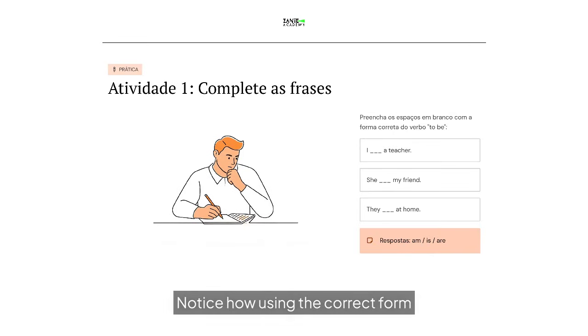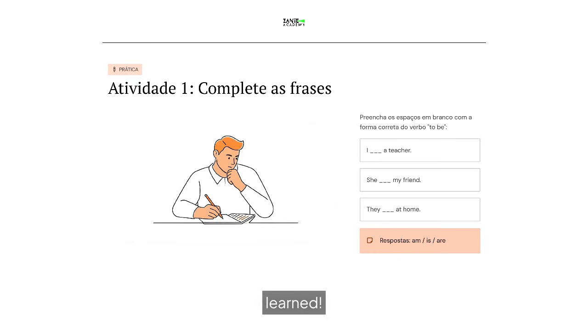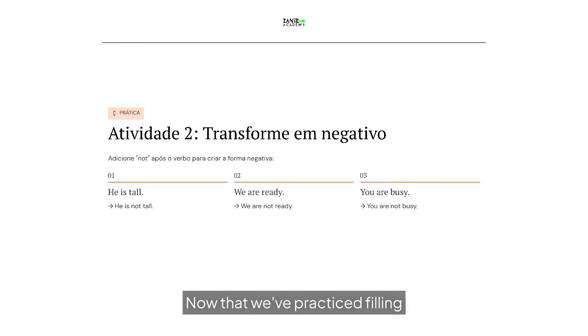Notice how using the correct form not only clarifies your message, but also helps in building strong sentences that convey what you mean. As we move on, we'll continue to practice different structures and scenarios, reinforcing your skills with the verb to be. So, let's jump into this exercise and see how well you can apply what you've learned. Now that we've practiced filling in the blanks with the correct forms of the verb to be, let's take our learning a step further.